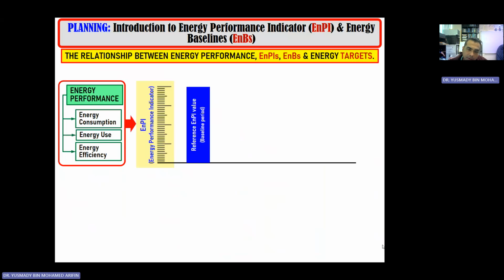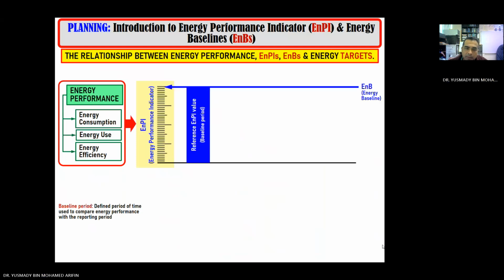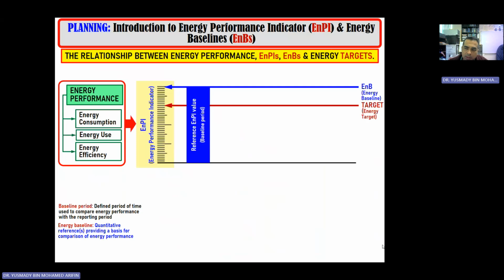So we have reference ENPI value in baseline period. So baseline period refer to defined period of time used to compare energy performance with the reporting periods. So reference ENPI value actually also refer to ENB, which is energy baseline. So energy baseline in terms of definition is quantitative reference providing a basis for comparison of energy performance. So each individual organization will have target, which is referred to the energy target, a value that the organization want to achieve in terms of energy consumption.